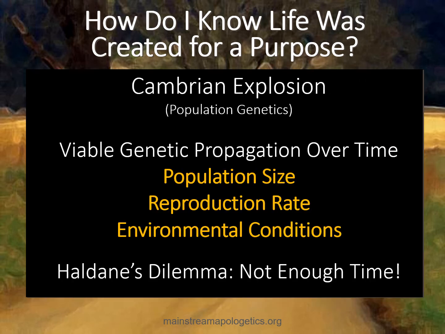Population genetics was pioneered by J.B.S. Haldane and others in the early 1900s. Their collective goal was to determine if evolution could occur within 5 to 10 million years. To answer this question, they modeled genetic propagation using the following factors: population size, reproduction rates, and environmental conditions.